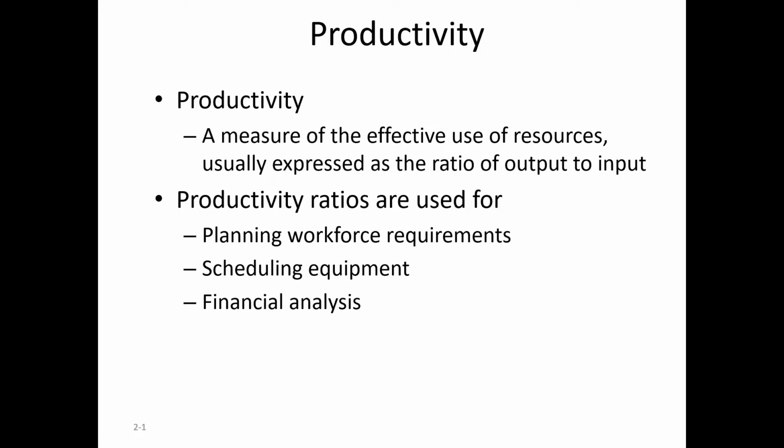So productivity is a measure of the effective use of resources, like how effectively we are using the different resources of production. We are using different factors of production: land, labor, capital, machine, etc. So how effectively are we using those factors? Productivity is usually expressed as the ratio of output to input, like how much output we are getting with the help of the different types of resources which we are using. Okay, so output and input are what we consider in the case of productivity.